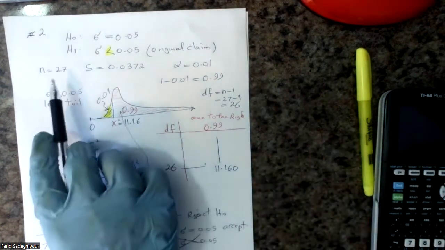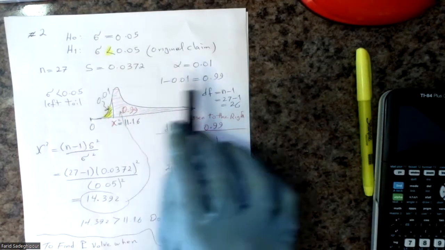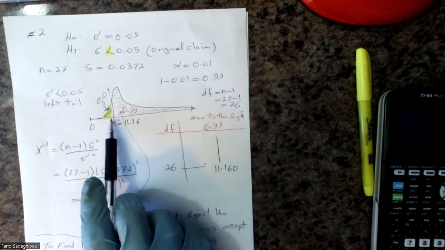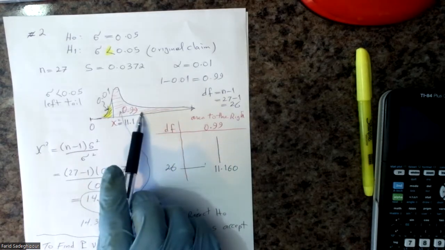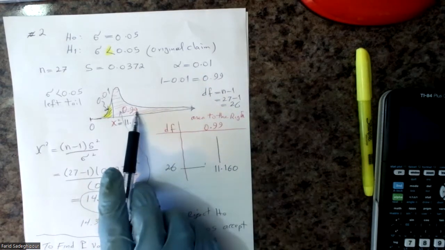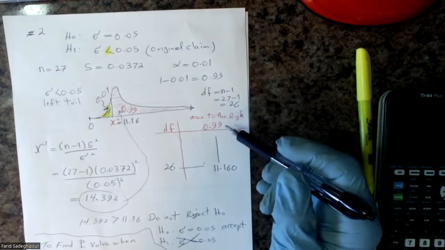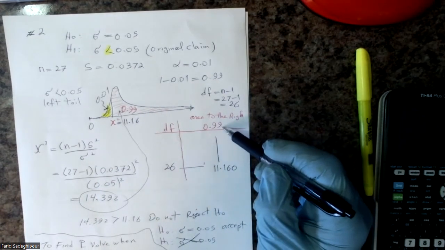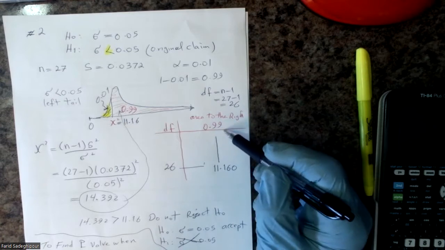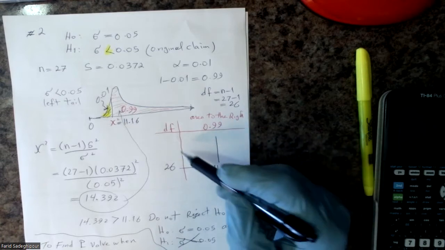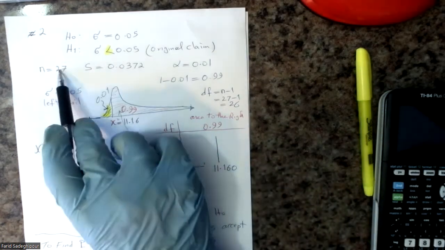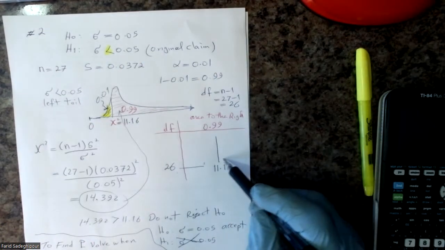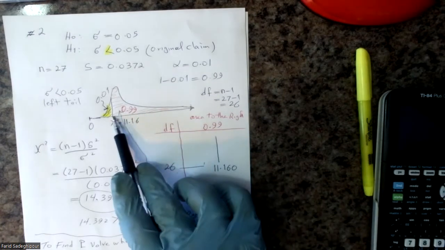Now, n is given, the standard deviation is given, alpha is given. What is the area to the right? The crosshatch red is 1 minus 0.01. This is 0.99. So if you go to the table, area to the right, table A3, area to the right is 0.99. df, n minus 1, is 26 because n is 27. That gives you 11.16, and that's this point.